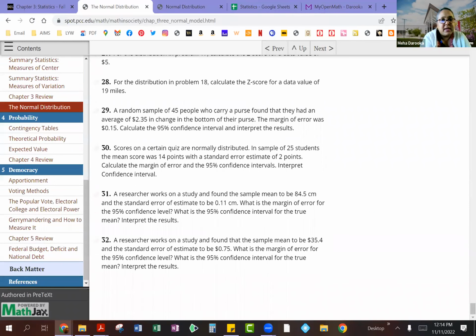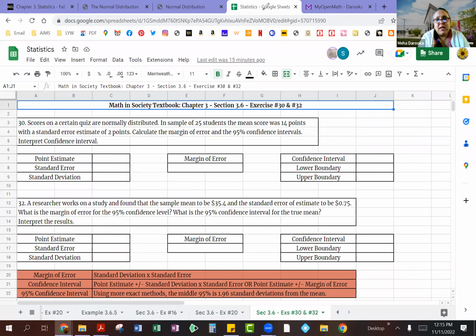So number 30 is talking about scores on a certain quiz that are normally distributed. In a sample of 25 students, the mean score was 14 points and the standard error estimate was 2 points. They're asking us to calculate the margin of error and then the 95% confidence interval, and then interpret what that confidence interval tells us. So coming back over here. So remember, your point estimate, guys, is the same thing as your mean.